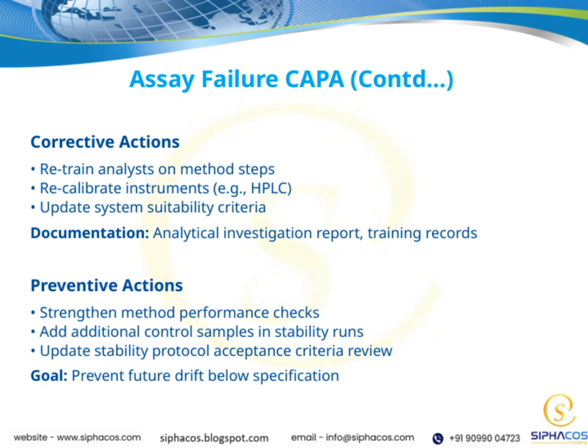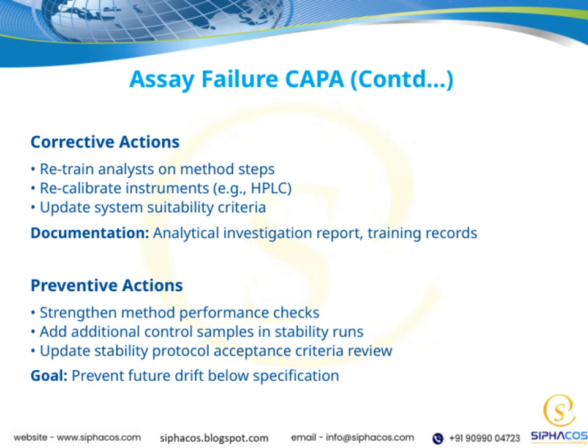On the preventive side, we aim to strengthen our method performance checks to catch issues before they impact results. We're also adding extra control samples during stability runs, which will help us monitor the process more effectively. Moreover, we will review and update our stability protocol acceptance criteria to ensure they remain robust and relevant. The ultimate goal here is to prevent any future drift below our specified limits, maintaining the integrity and reliability of our assay results. These combined corrective and preventive actions are part of our continuous effort to improve quality and compliance across our processes.